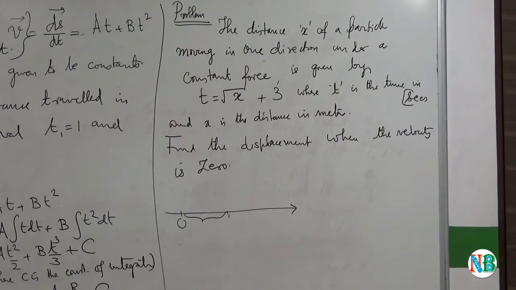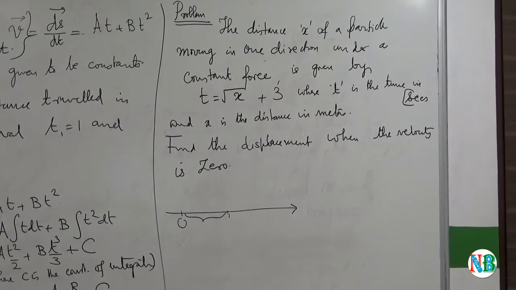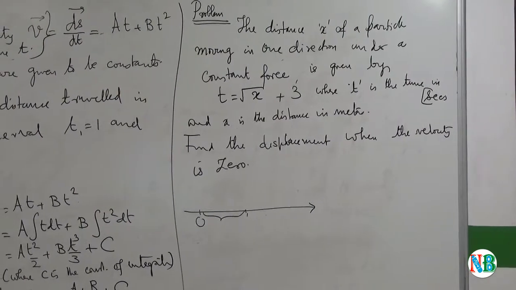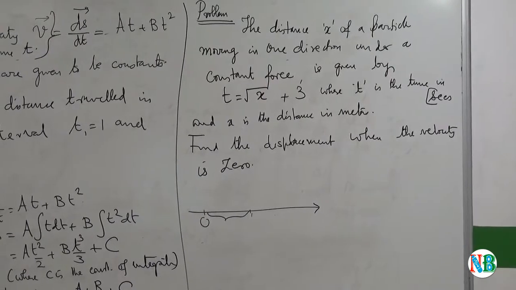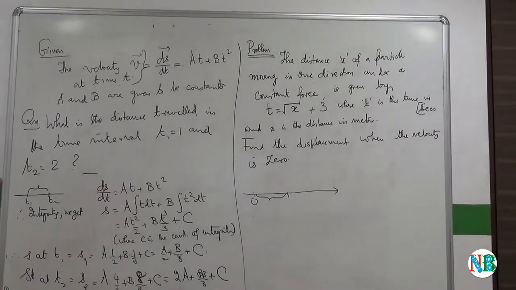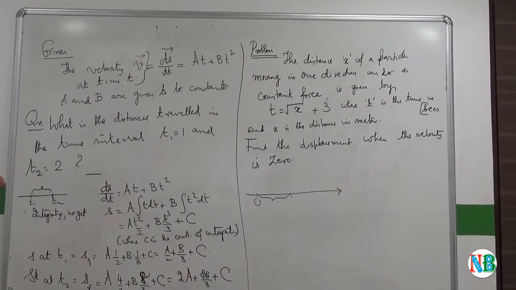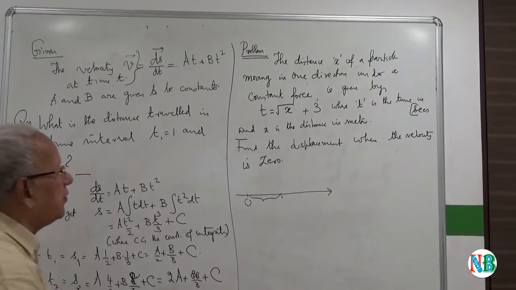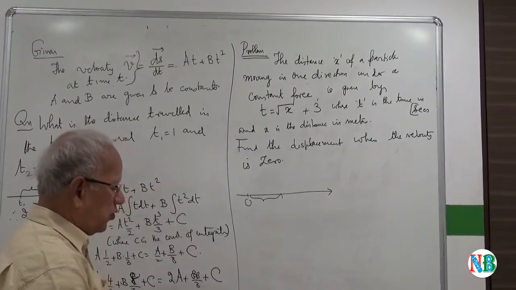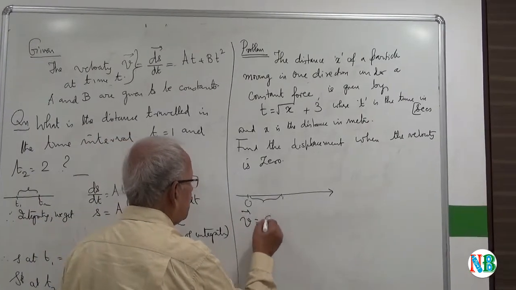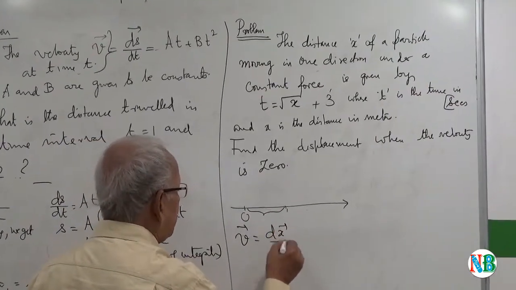The distance x of a particle moving in one direction under a constant force is given by t equal to root x plus 3, where t is the time in seconds and x is the distance in meters. The question asked is, find the displacement when the velocity is 0. Let's see how the velocity changes. So we know that the velocity is the derivative of x with respect to t.